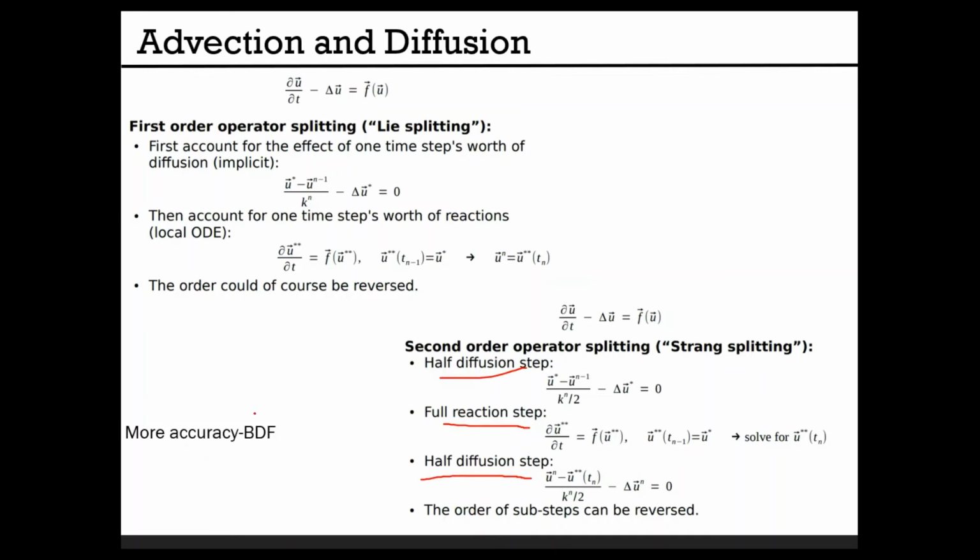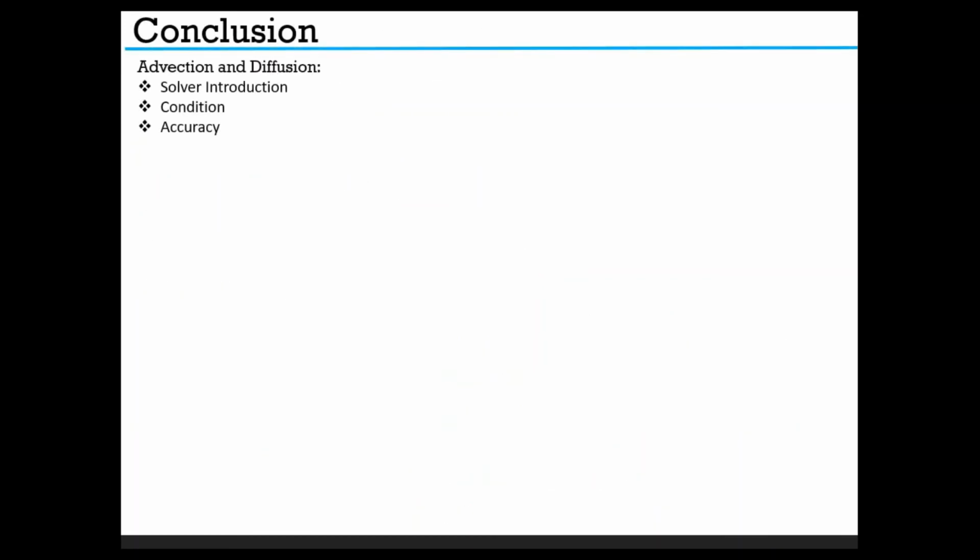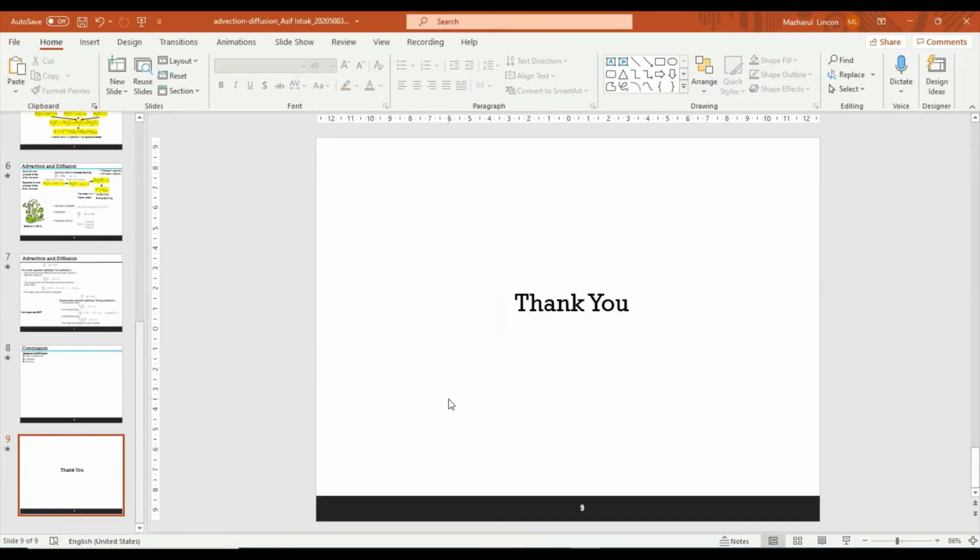So for accuracy, the backward differentiation formula is used, because the accuracy is not convenient here, or yeah, the error is quite large here. So for accuracy, the backward differentiation formula is used. So we have talked about the solvers and the accuracy and the conditions. Now I will show one example.